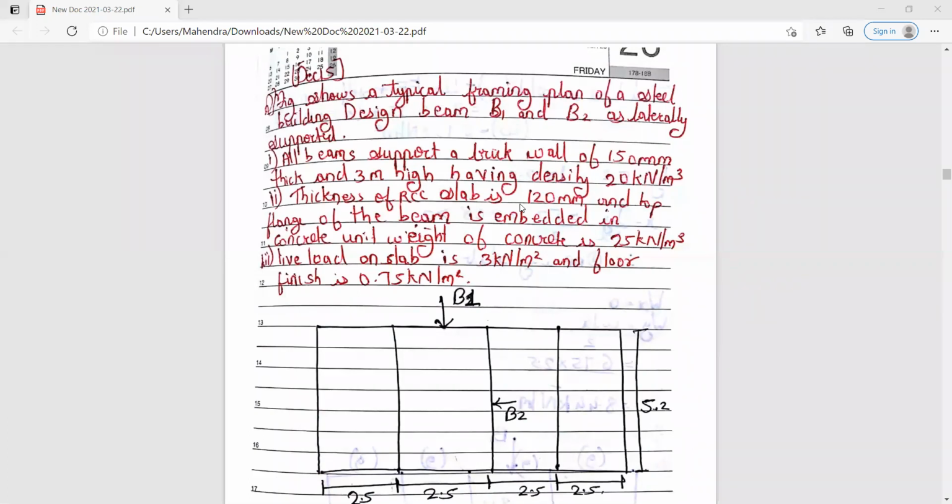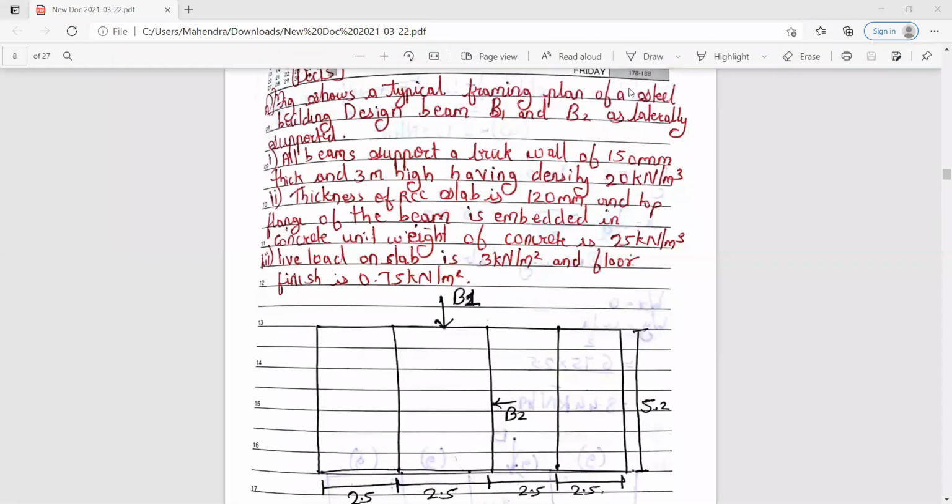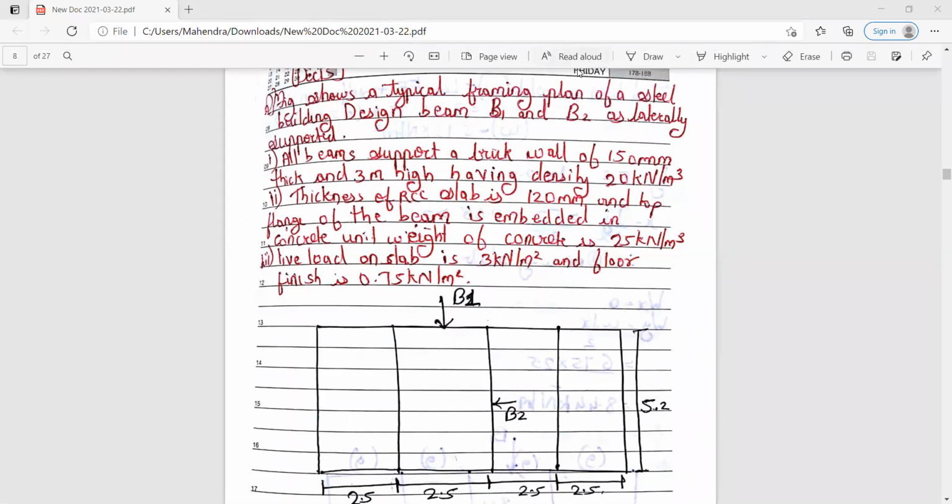Ma'am, will B2 be a column? B2 will not be a column here. B2 is only a beam. You need to design for the beam only, not for the column. These are the vertical beams attached over here. The question does not mention that a column is there. They have given only one plan, and in that plan they have given all the beams.